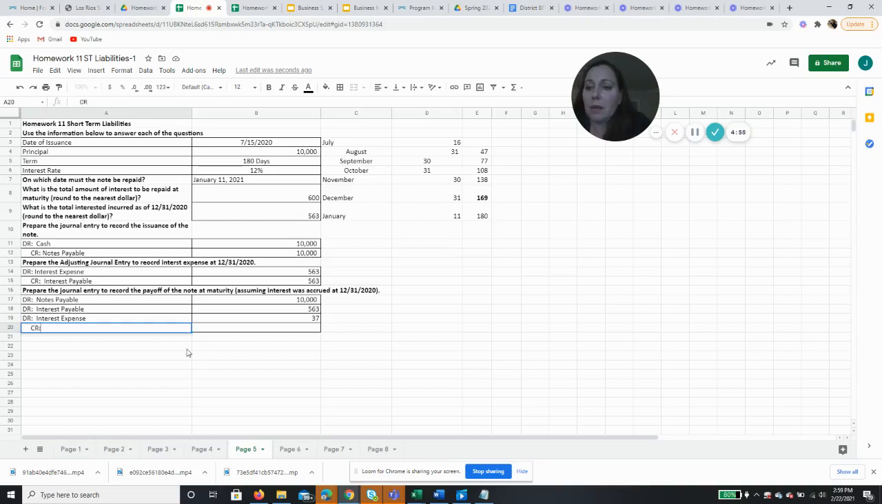And we're going to credit cash for the principal and the interest. Next, $10,600. So that's $10,000 principal plus the $600 interest. All right, that wraps up page 5.